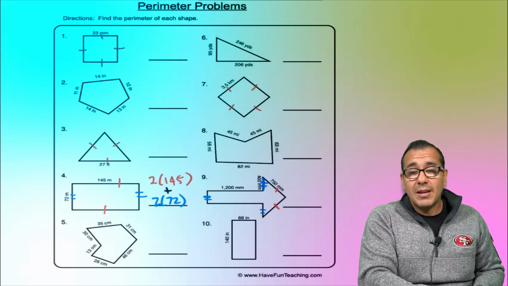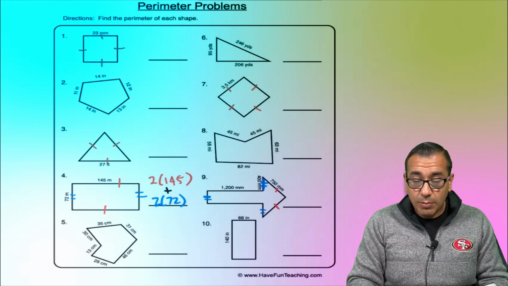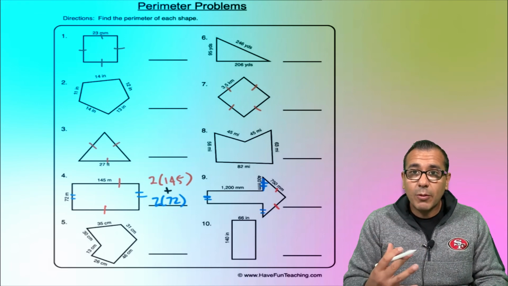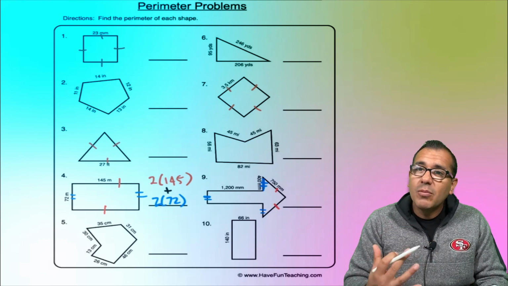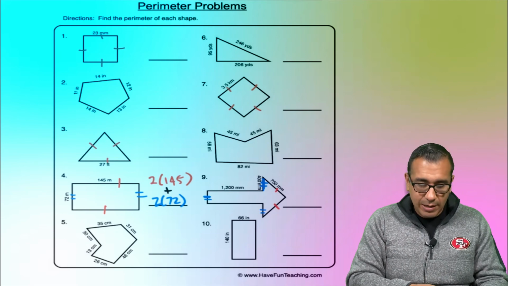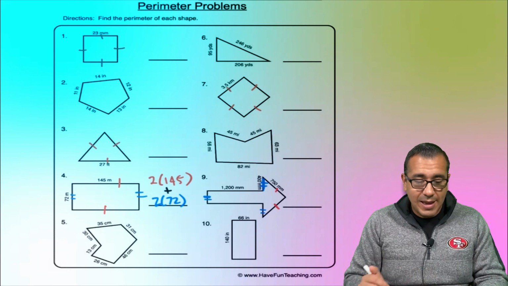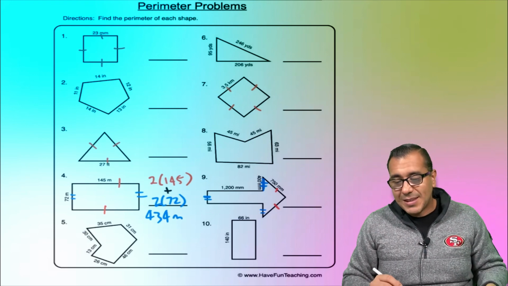So if you're not allowed to use a calculator, then you're going to multiply first, right? Use your order of operations. So you multiply first, and whatever you get after you multiply, then you add those 2 answers. But I'm just going to use my calculator right here, so let's plug that in, and we get a grand total of 434 meters. And it's that easy, folks.